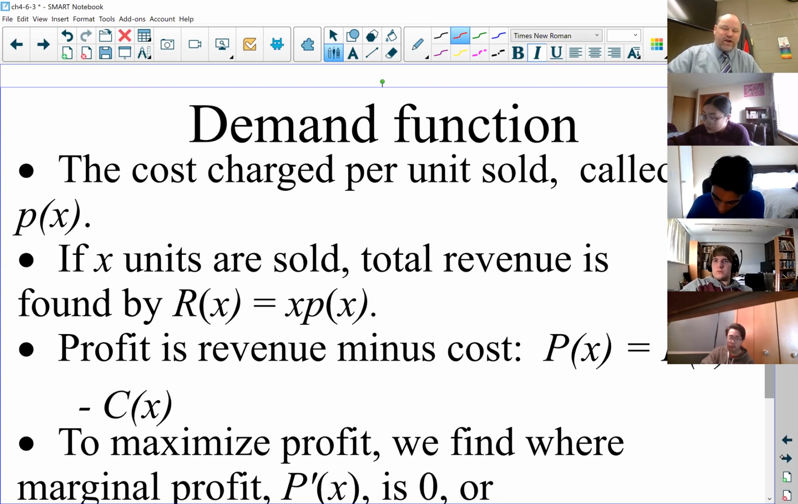So profit, capital P. So again, we have one function as little p, one function as capital P, which isn't the best. But capital P of X is equal to capital R of X minus capital C of X. To maximize profit, we can take the derivative, P prime, and that would equal R prime minus C prime.